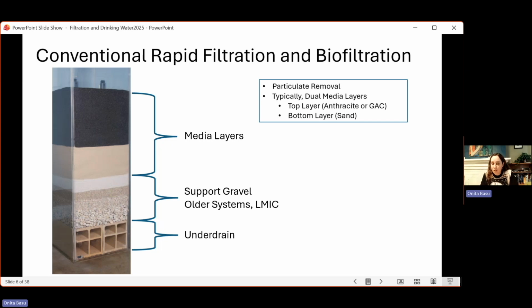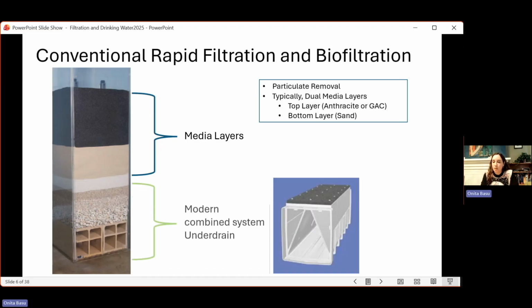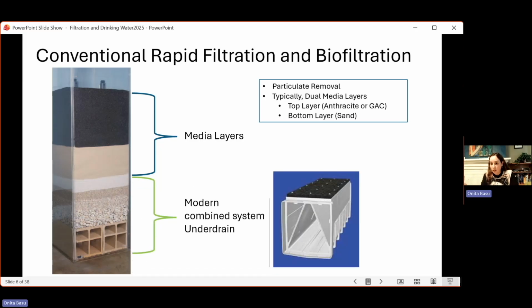That's a traditional system. They are still popular. They still exist. There's also more modern ones that are much more efficient. Instead of having all of these layers to support the media, you have a geosynthetic liner, and then you've got a more compact underdrain system as well. There's some other things associated with it, but these are the main parts of it.